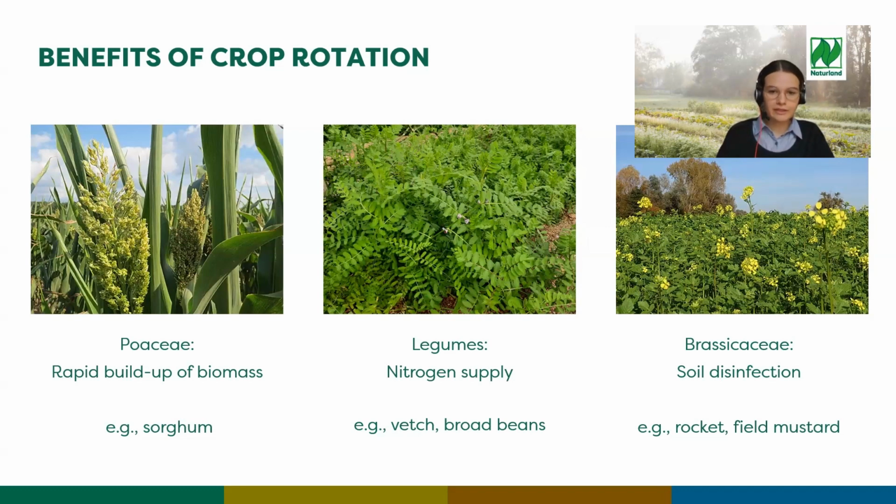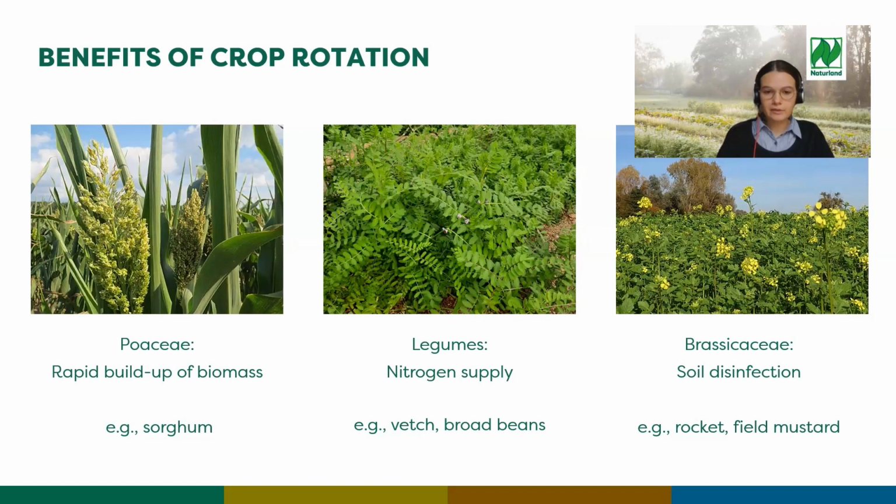Then quite famous legumes, for example vetch or broad beans, for the nitrogen supply. As I already mentioned, the conversion of atmospheric nitrogen is possible through symbiosis with bacteria, but also the rapid release of nitrogen from the plant residues when they are incorporated into the soil.